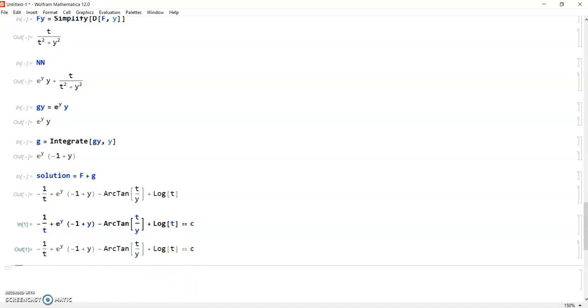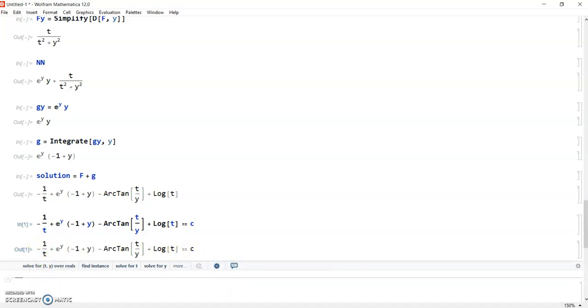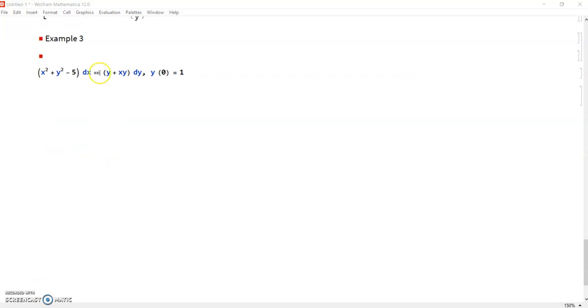Yes, so this is the answer. Okay, now take one more example. So this is the equation, and this is the initial value condition. So I can rewrite this equation like this.